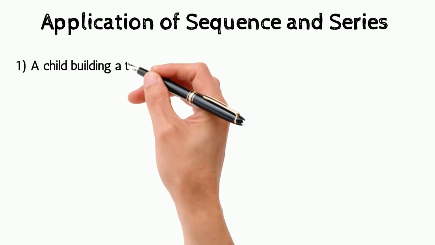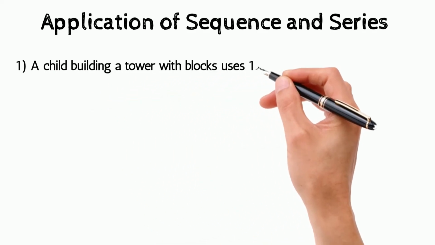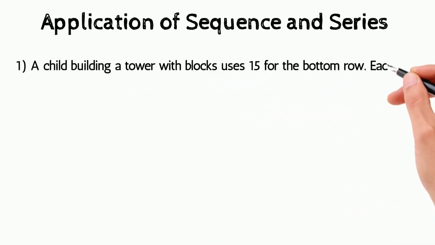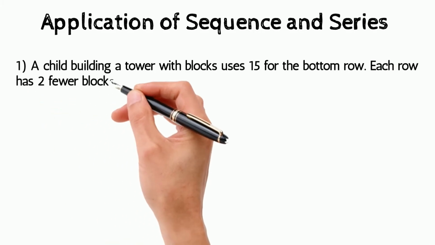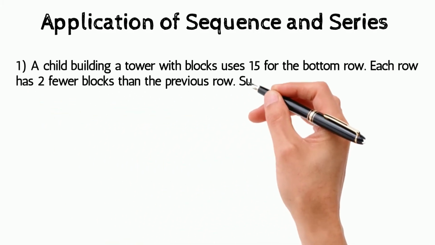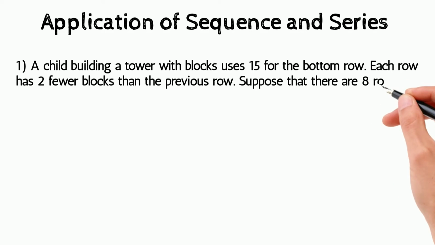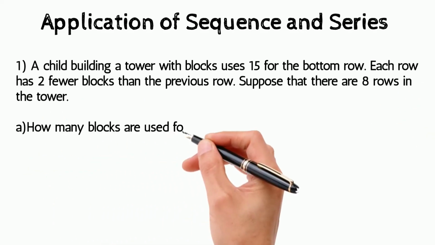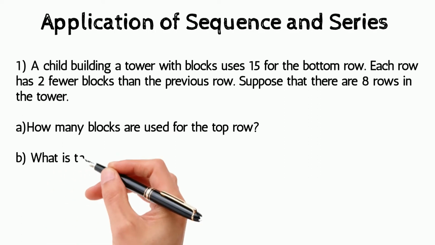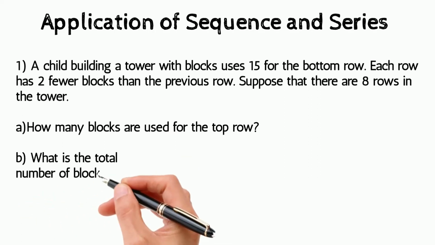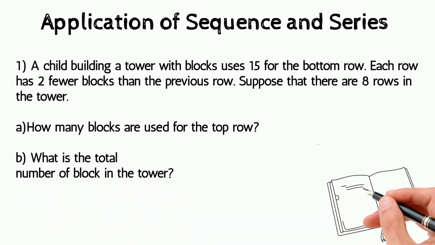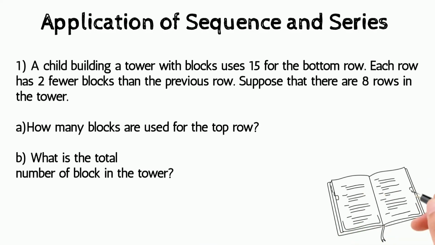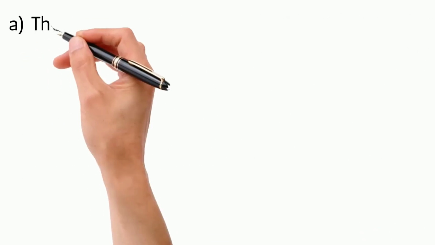Application of sequence and series. So for number A, a child building a tower with blocks uses 15 blocks for the bottom row. Each row has 2 fewer blocks than the previous row. Suppose that there are 8 rows in the tower. So for A, how many blocks are used for the top row? And B, what is the total number of blocks in the tower? So we will move to the calculation.